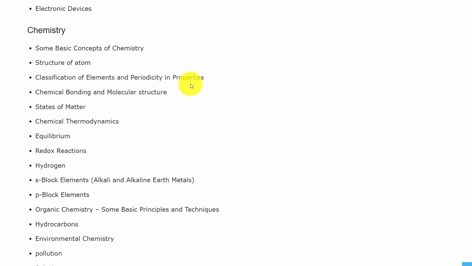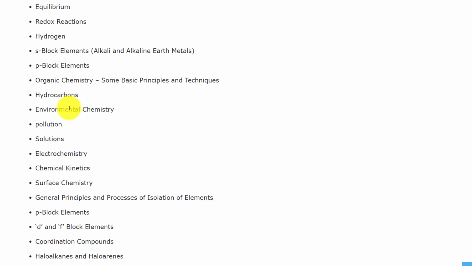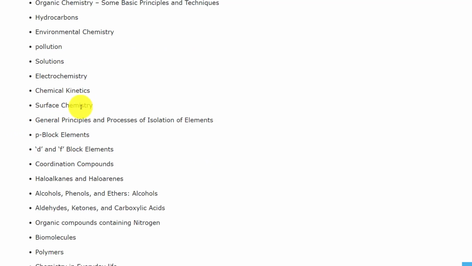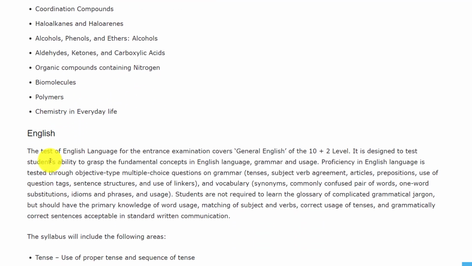Coming to chemistry, the topics are some basic concepts of chemistry, structure of atom, classification of elements and periodicity in properties, chemical bonding and molecular structure, states of matter, chemical thermodynamics, equilibrium, redox reactions, hydrogen, S-block elements, P-block elements, organic chemistry, hydrocarbons, environmental chemistry, pollution, solutions, electrochemistry, chemical kinetics, surface chemistry, P-block elements and D and F-block elements, coordination compounds, haloalkanes and haloarenes, alcohols, phenols and ethers, aldehydes, ketones and carboxylic acids, organic compounds containing nitrogen, biomolecules, polymers and chemistry in everyday life.